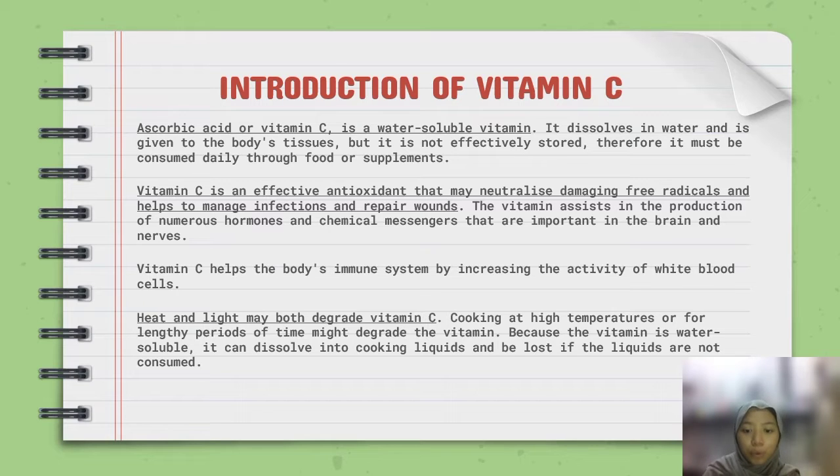Heat and light may both degrade vitamin C. Cooking at high temperature or for lengthy periods of time might degrade the vitamin because the vitamin is water soluble, so it can dissolve into cooking liquids and be lost if the liquids are not consumed.